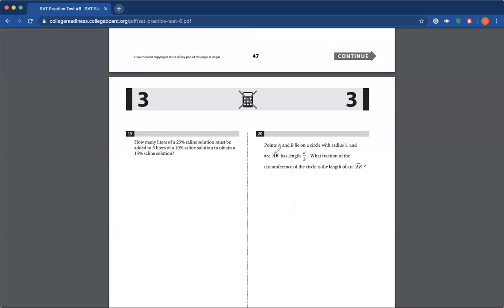And last question. Points A and B lie on a circle with radius 1. Arc AB has a length of pi over 3. What fraction of the circumference of the circle is it? Let's draw a quick circle. We've got a radius of 1. Arc AB has a length of pi over 3. What fraction of the circumference is that?